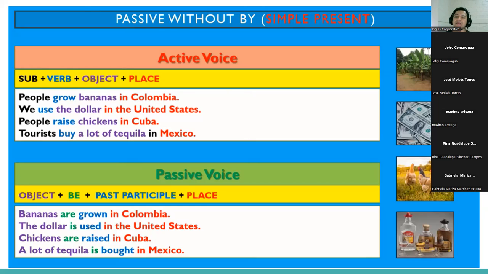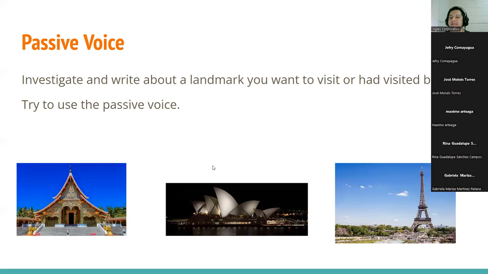Very good, perfect. As you can see here, we have the subject, but over here in the passive voice, we don't have it anymore because it's not important, because we don't want to mention it, or probably because we don't know. But bananas are grown in Colombia, it's okay. If we want to add it, we can say by people. And we also use the past participle. The past participle doesn't disappear. The dollar is used, chickens are raised, and a lot of tequila is bought. Very good. That is a review from yesterday's class.